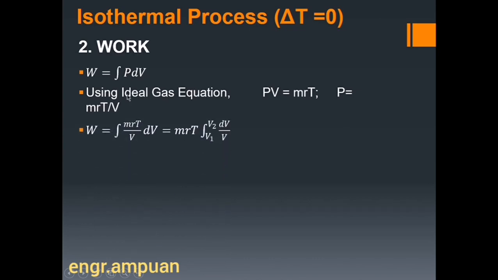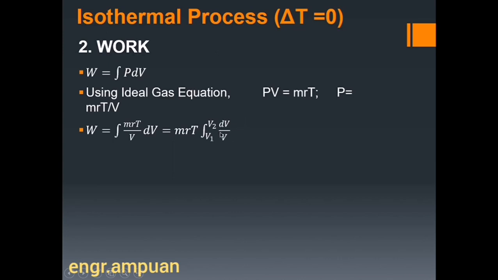So then this equation we are going to substitute here. P, which is equal to mRT over V, is here. And then we are going to transpose the mRT. This is constant, right? So we are involving only the derivative of V.